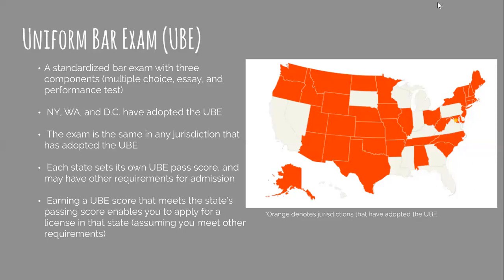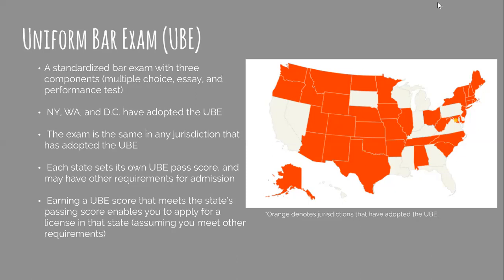And that's different from the state-specific exams, which may or may not include portions of the UBE. So you can see that New York, Washington State, and the District of Columbia all have adopted the UBE. Each state has its own pass score and may have other licensing requirements for admission. So again, the bar exam is just one part of your path to being licensed in the US. If you meet the passing score for that jurisdiction for the UBE, you may be able to apply for a license in that state, even if you took the exam in another state.